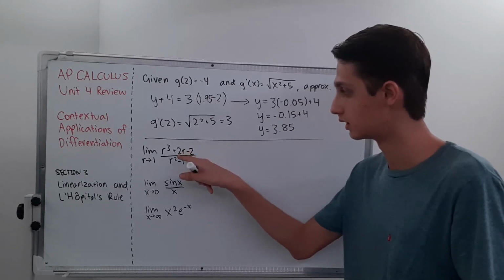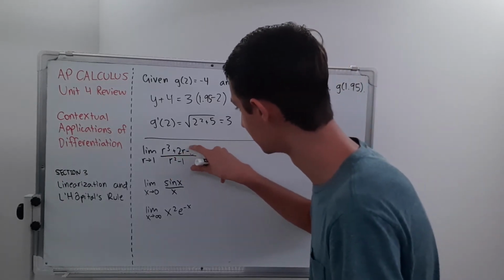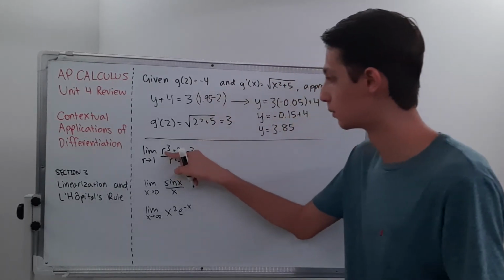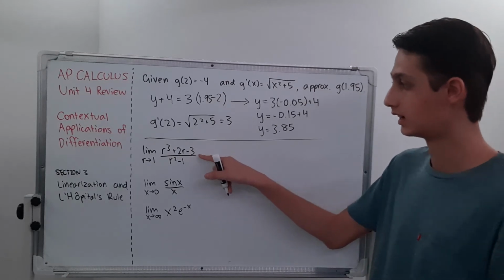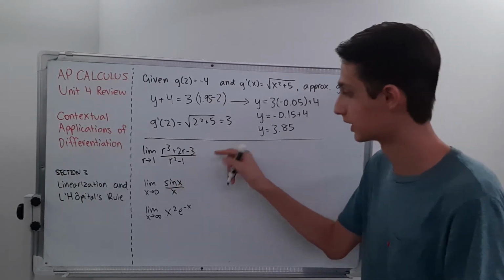we get 1 plus 2, I'm sorry, this is supposed to be a minus 3. So 1 plus 2 minus 3 is just equal to 0, and then 1 squared minus 1 is also equal to 0. We get 0 over 0.